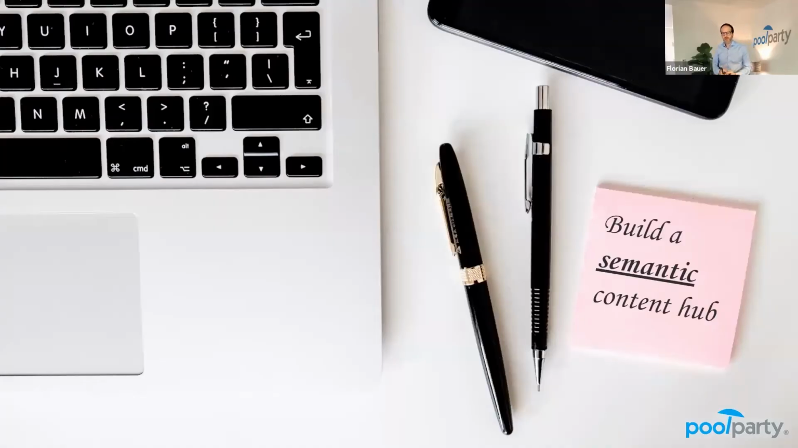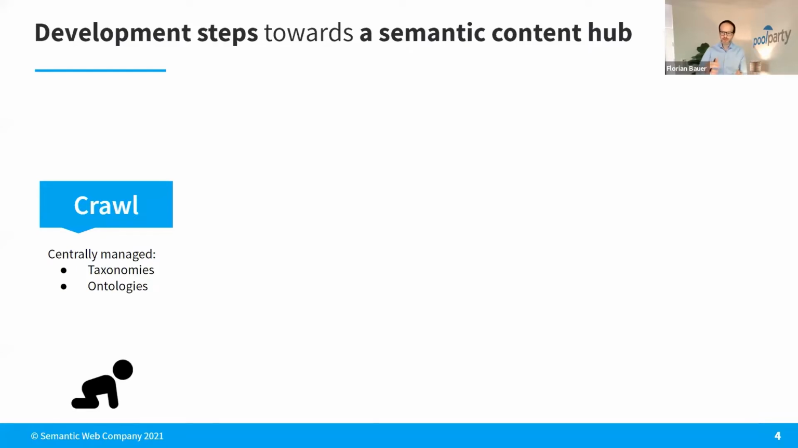So what we want to do is build a content hub that has a semantic understanding. So we want to build that semantic content hub that is able to overcome these challenges that I mentioned. And to do so, there are several steps we can take. So let me take you through these steps from a crawl phase to, at the end, a phase where we consider it to be the fly phase. As a first step, we need to learn how to manage taxonomies and ontologies, how to bring that kind of knowledge in a structured way, in a machine-readable format, and how we manage it centrally. I'll come to that point at a later stage, why this is so important.